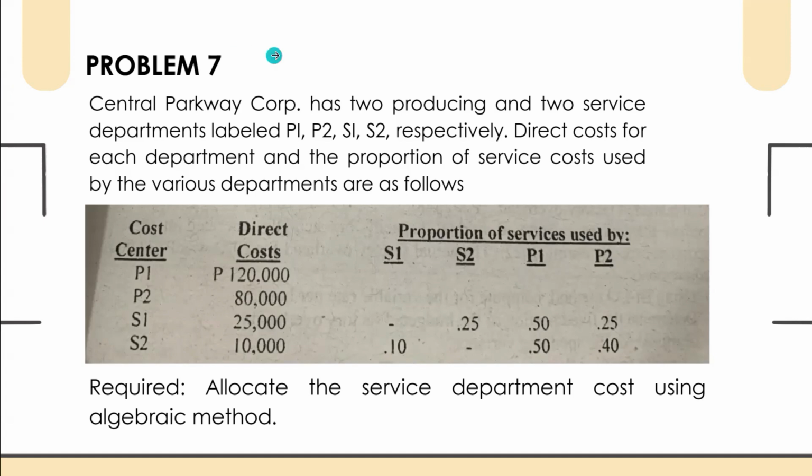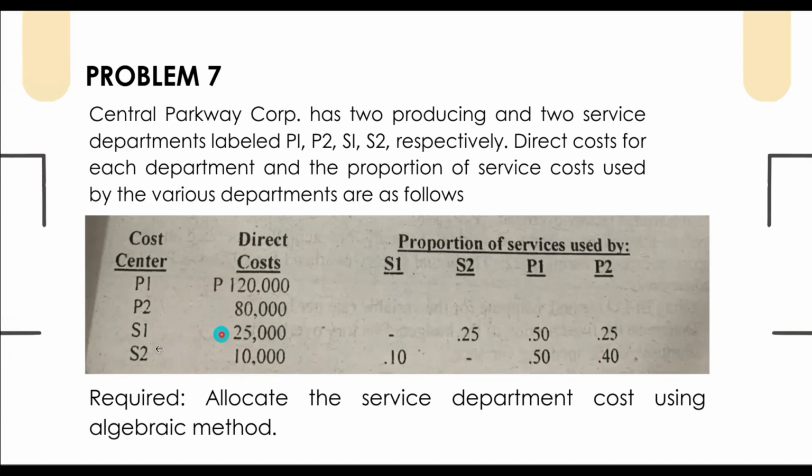The given data is the direct cost of P1 is 120,000, P2 is 80,000, S1 is 25,000, and lastly S2 is 10,000. For service proportion, S1 is 0.25 and P1 is 0.50 and P2 is 0.25. For S2, S1 is 0.10, P1 0.50, and P2 0.40. The required is to allocate the service department cost using the algebraic method.